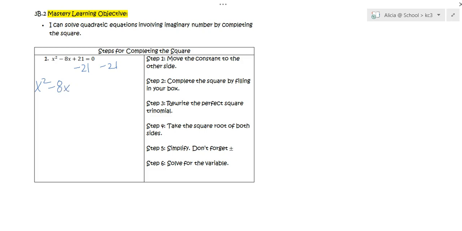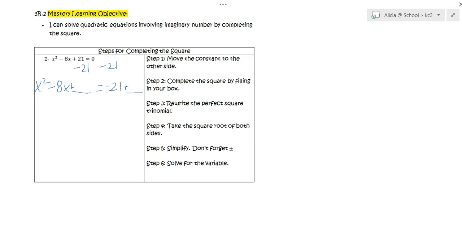I know I will be completing the square, so I'm going to go ahead and leave myself that blank side. Equals negative 21, again, adding whatever that blank is. Also, one thing to remember is that we're always going to be adding that constant because, again, two negatives would multiply to give us a positive. Step 3, rewrite the perfect square trinomial. Step 2, complete the square by filling in your box.